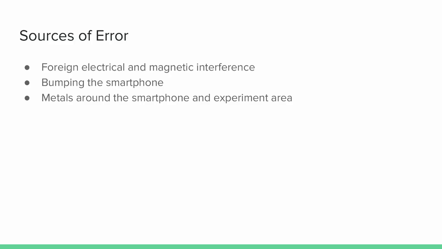And now for the conclusion. Potential sources of error for this experiment include foreign electrical and magnetic interference that could come from anything, from electrical devices to simple metals around the smartphone in the experiment area. Another potential source of error is bumping the smartphone while conducting the experiment and throwing off the alignment created at the start.